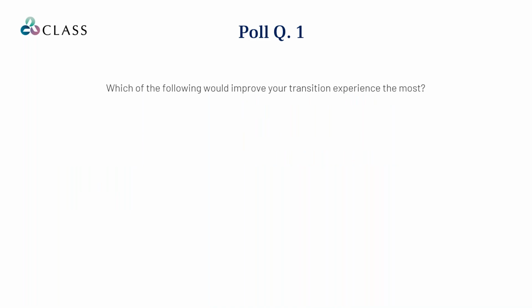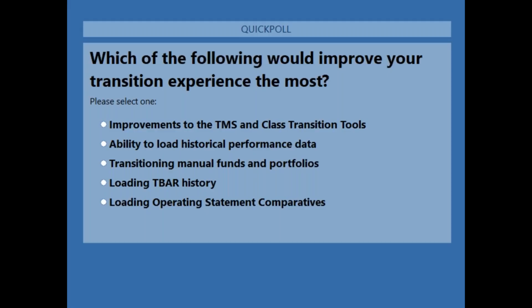So just before we do get cracking, just wanted to start off with a poll. I just wanted to find out which of the following would improve your transition experience the most. You'll be able to select just one of these answers. So the answers, we'll go through them now. I've got improvements to the TMS and Class transitions tool, ability to load historical performance data, transitioning manual funds and portfolios, loading T-bar history, and loading operating statement comparative. So which of those would improve your transition experience the most? We'll just give you a few seconds to answer that question. If you could just go through and do that.